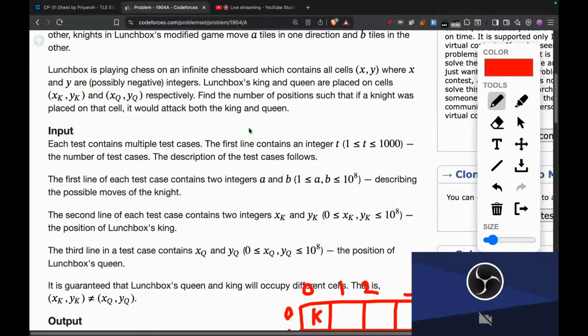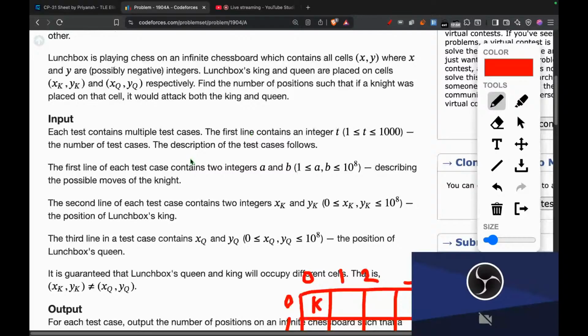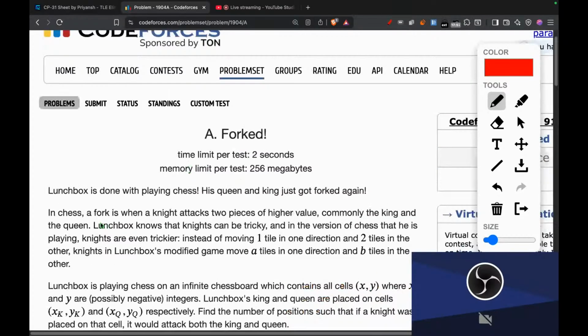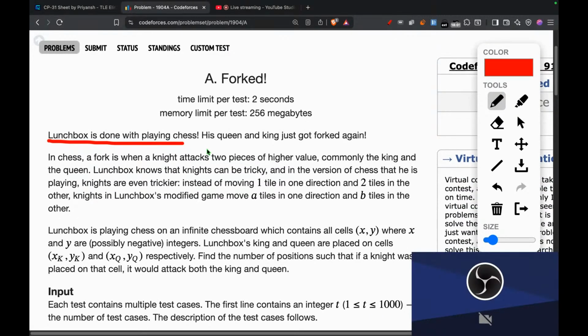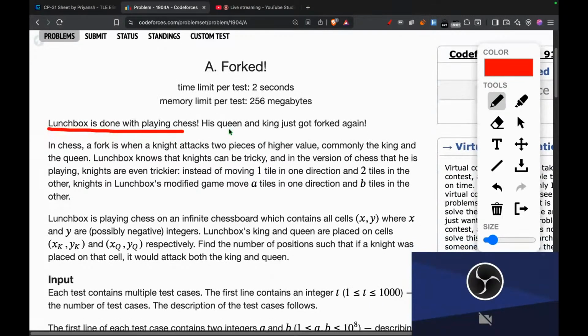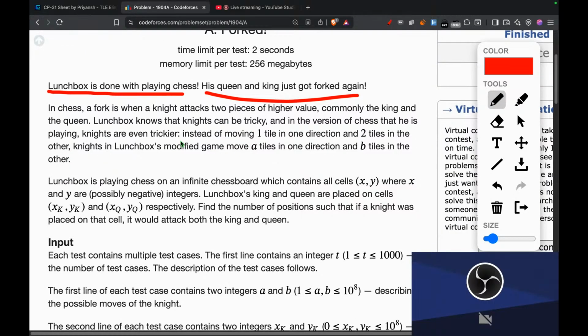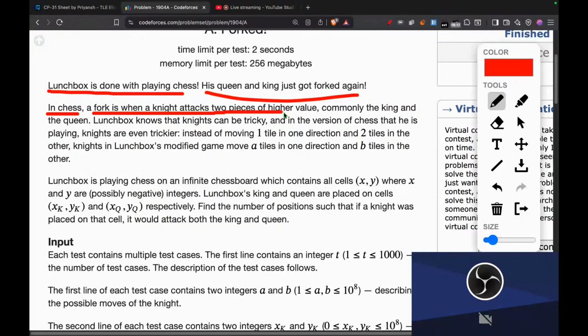तो ये वाला बेसिकली कह रहा है कि लंच बॉक्स इज डन विद प्लेइंग चेस, ठीक है। Lunchbox is done with playing chess. His queen and king just got forked again.